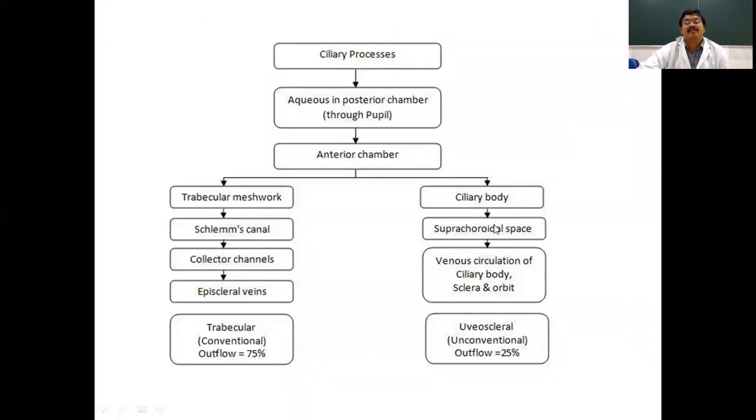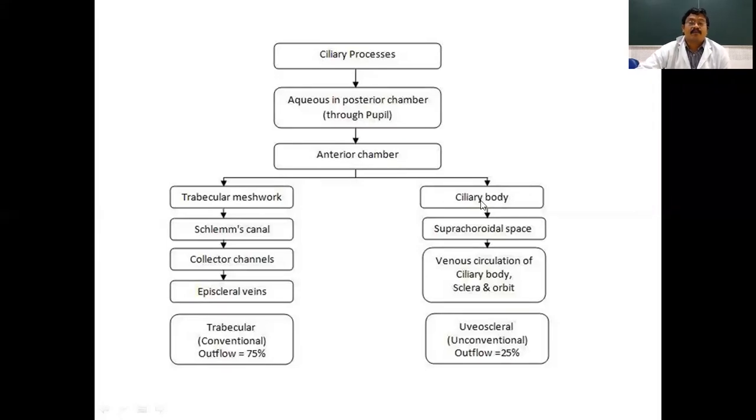In the ciliary body, the suprachoroidal space is the space between the choroid and the sclera. It is a potential space. Sometimes in trauma you will see blood collected there, as in suprachoroidal hemorrhage. The venous circulation of the ciliary body and the orbit is where the unconventional 25% goes.